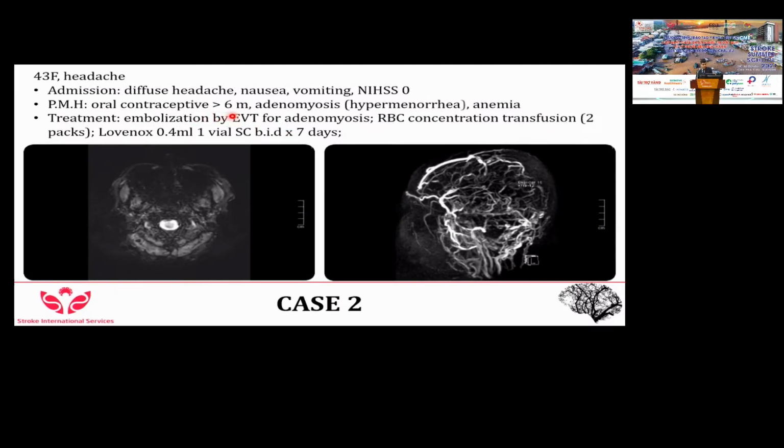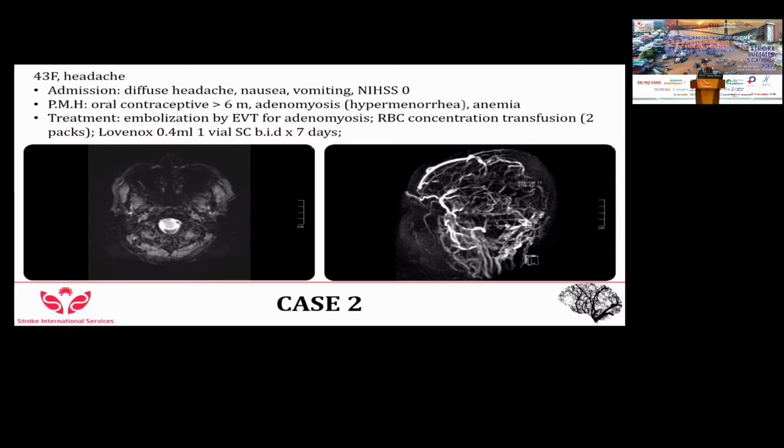Let's talk about the next case. A 43 year old female patient admitted to the hospital because of diffuse headache, nausea, vomiting, and NIHSS is 0. Past medical history is oral contraceptive use for over 6 months. The patient has adenomyosis with hypermenorrhea and anemia. For the treatment, the patient used Lovenox, that means enoxaparin 0.4 milliliter, 1 vial subcutaneous BID for 7 days. And for the adenomyosis, the patient had embolization by EVT.